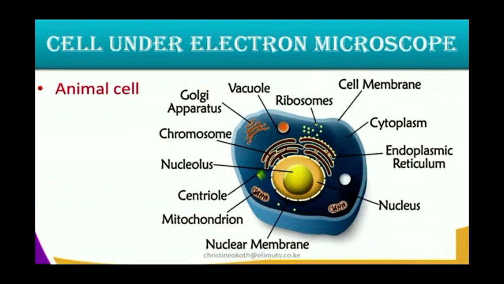Then when you come to the animal cell, there are also additional structures that you see. For example, you can observe the ribosomes, the vacuole, and the endoplasmic reticulum, the smooth and the rough. Then there's also an additional structure we call the centriole, and also we have the mitochondrium, the golgi apparatus, and the chromosomes.